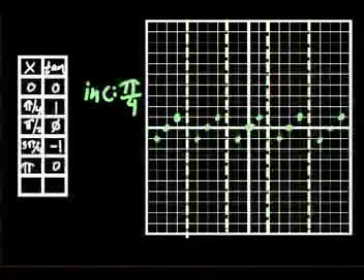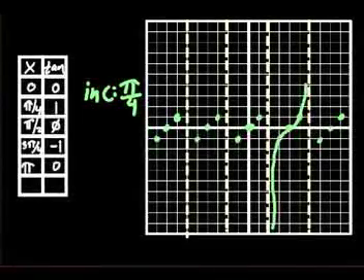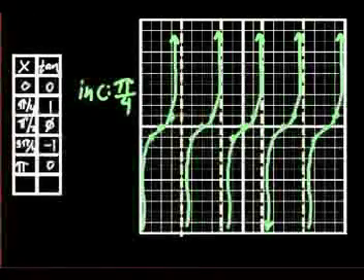All right, so go ahead and draw the graph. And then repeat that for every single one. And that, my friends, is the tangent graph. It repeats every pi.